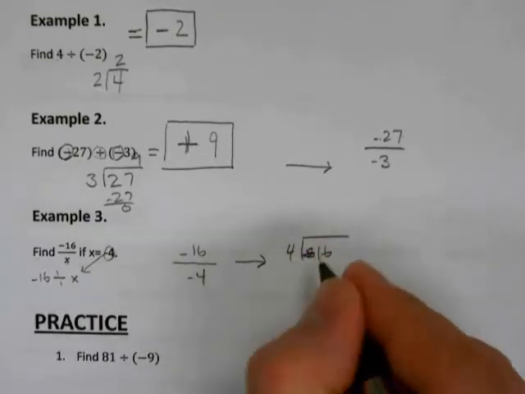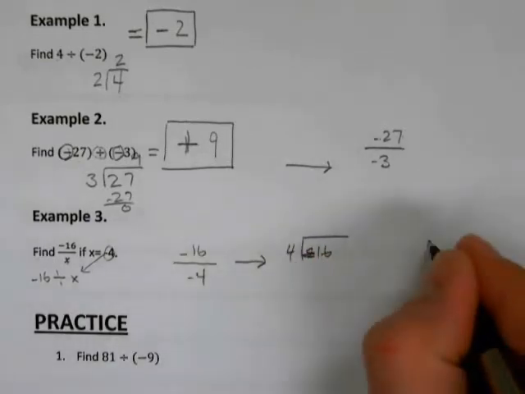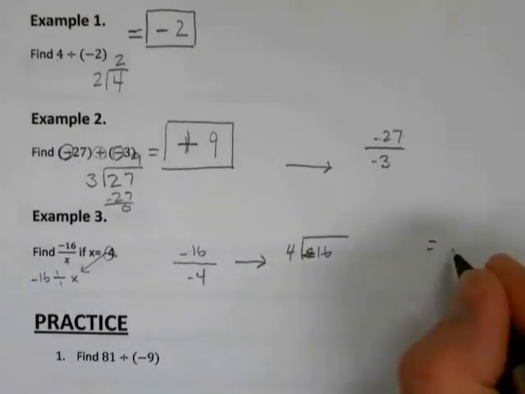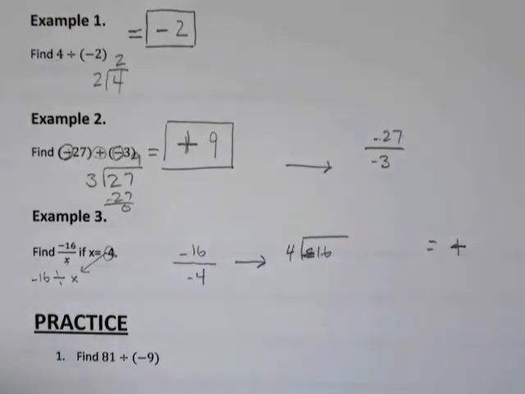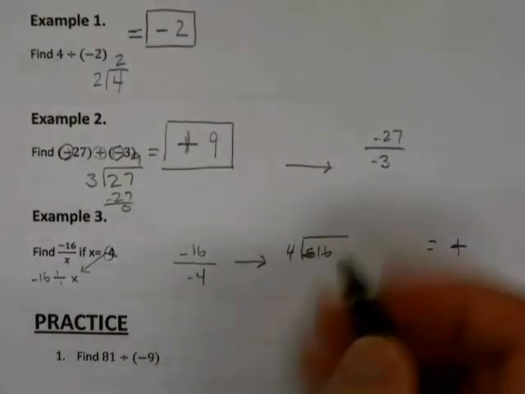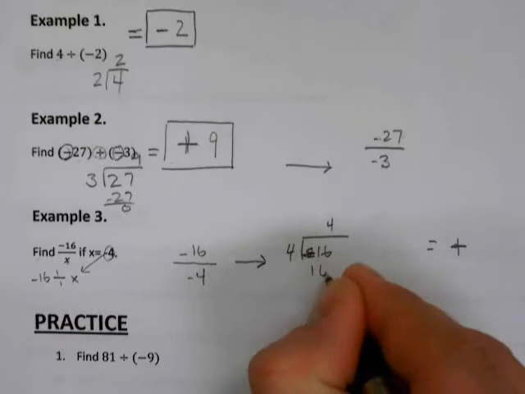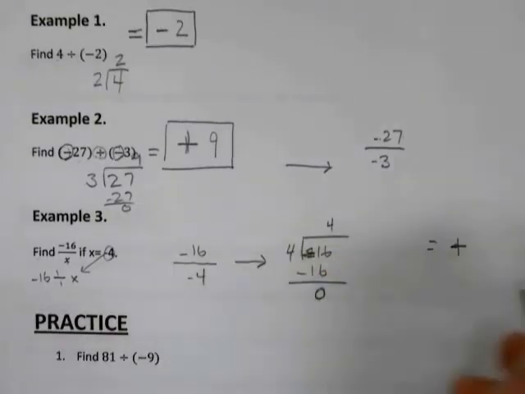So we can do 16 divided by 4 like this, and we just know our answer is going to be a positive, because a negative divided by a negative is positive. And 4 goes into 16 4 times, which is 16. Subtract, we get 0 left over. So our answer is a positive 4.